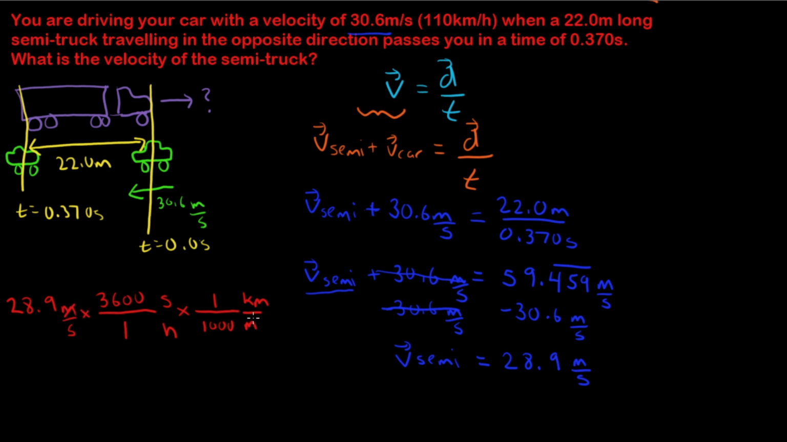So our meters on top cancels with our meters on the bottom, and our seconds on the bottom cancels with our seconds on the top. If we multiply 28.9 by 3,600 and divide by 1,000, we're going to end up with a velocity of 104 kilometers per hour. So in summary, we were looking for the velocity of the semi-truck and we found 104 kilometers per hour. This is 6 kilometers per hour slower than you in the car going the opposite direction of the semi-truck.